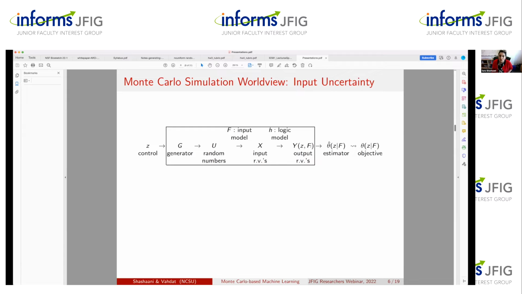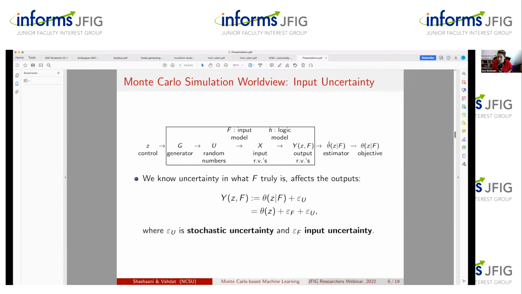So now back to that worldview, I have added this F at the output, and you can see that it's a condition that I put when I am doing my estimation of the objective. So this is not the objective I'm looking for, right? The objective that I'm interested in is theta of Z. So as a result of running this model, I'm going to get theta of Z given F, or my input model, plus noise. So I'm using epsilon of U to show the stochastic uncertainty, because that's where it all starts from here when I generate these random numbers.